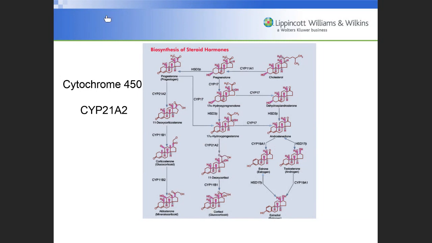But if there's a mutation here, you get a backup of the intermediate, and this intermediate can then switch over to produce this, androstenedione. Androstenedione can actually give rise to testosterone, which is an androgen, a male hormone.